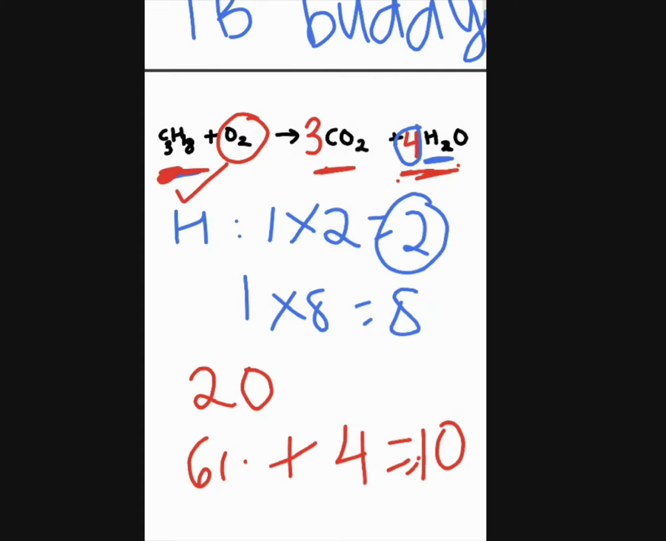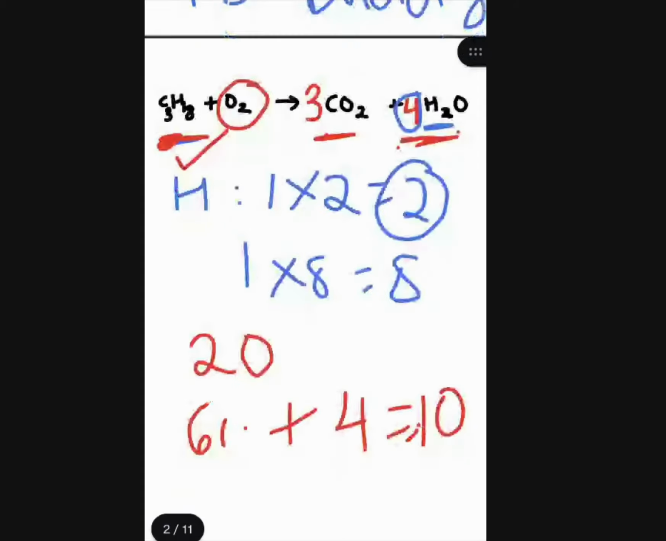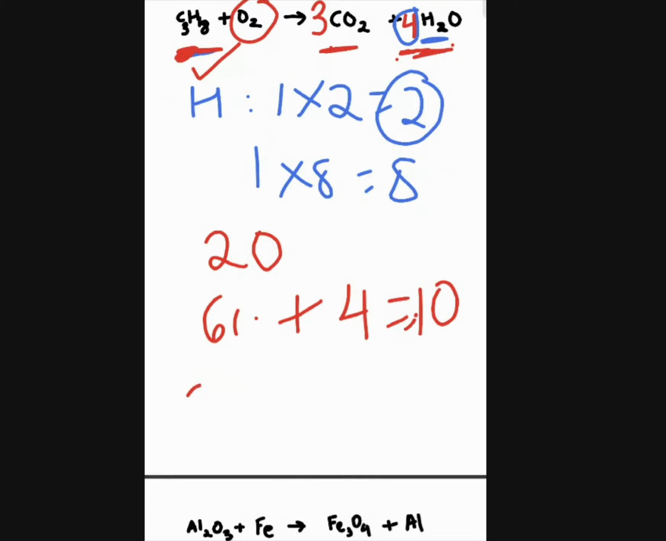Well, this part is really simple. Take the smaller number, 2 oxygen. What can I do to the smaller one to achieve the biggest number? Well, the answer is simple, multiply it by 5.